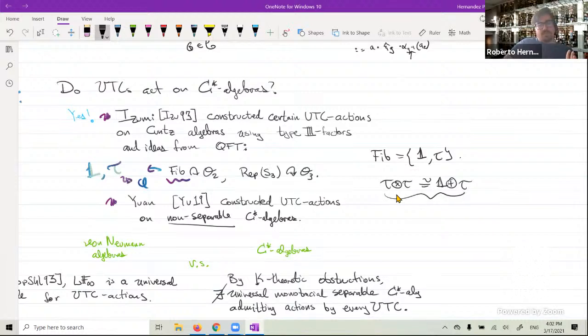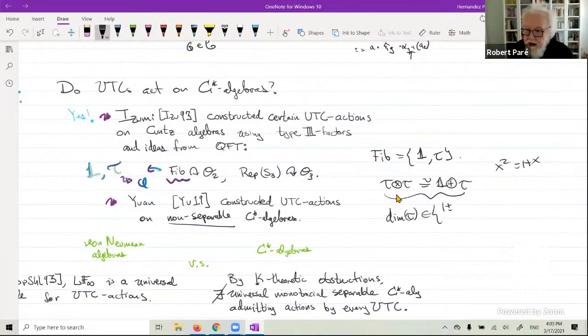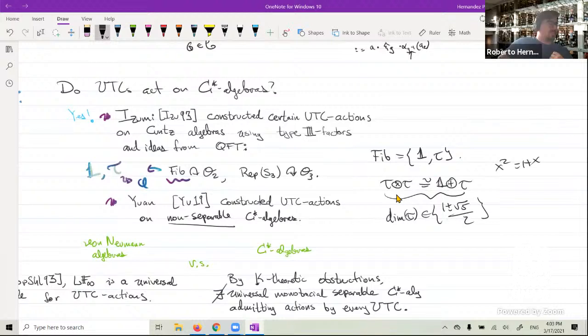And now what's really weird about this category, or at least what makes it non-integral, is the following, right? You have a reasonable notion of dimension on unitary tensor categories, but whatever that is, it must be a ring homomorphism to the complex numbers, right? You want a multiplicative, additive notion of dimension, right? So what should the dimension of tau be? It should be a solution to this equation. So it means that you can choose either of these to be the dimension of tau.